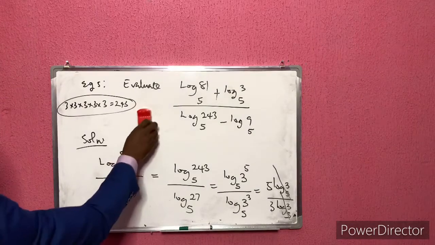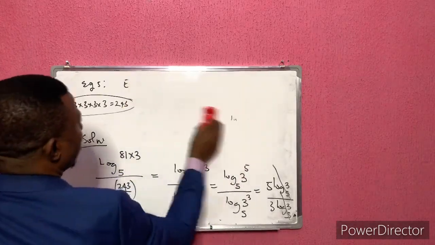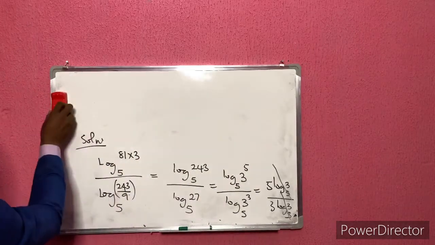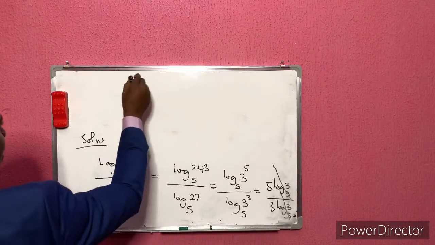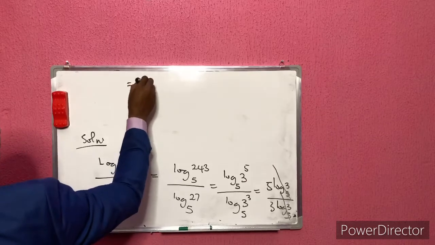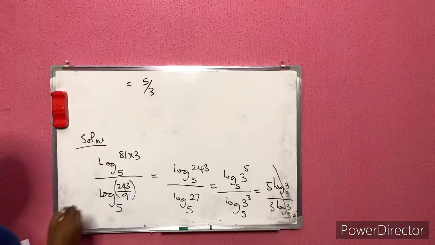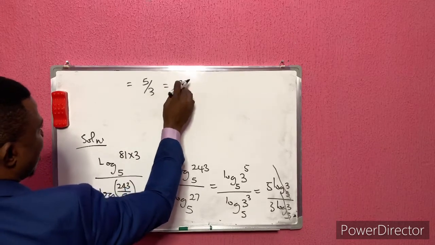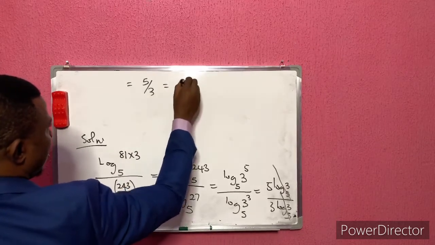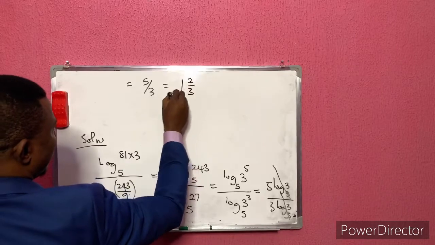And this will give us 5 over 3, which is 1 whole number 2 over 3. Your answer.